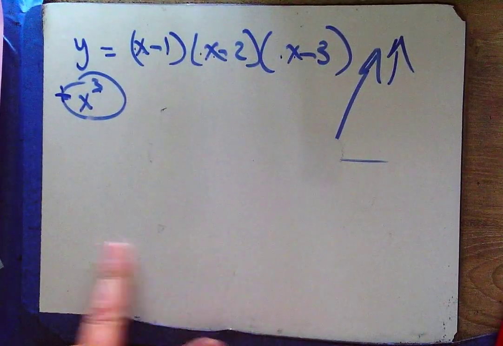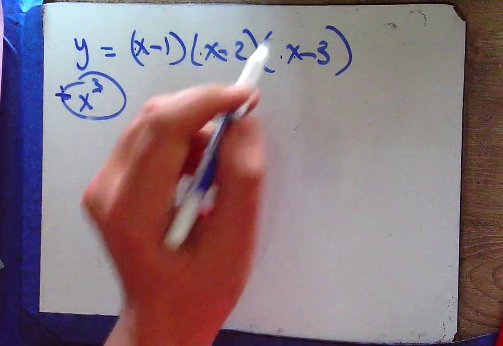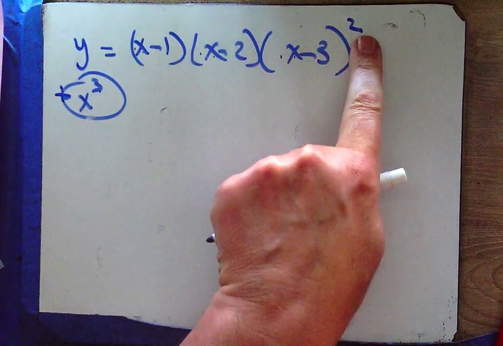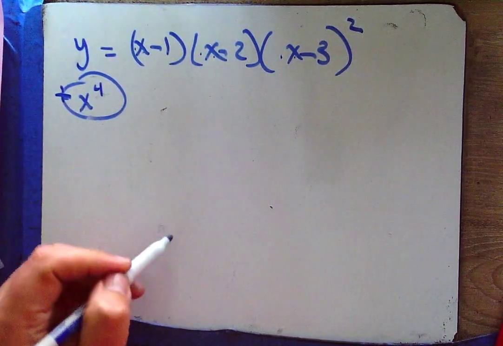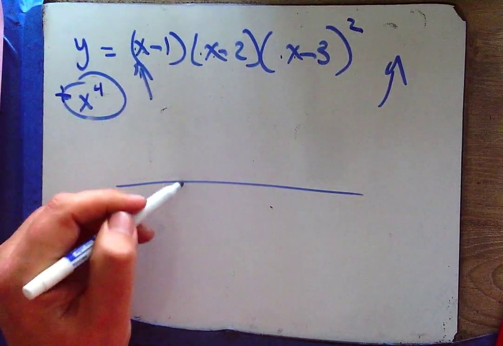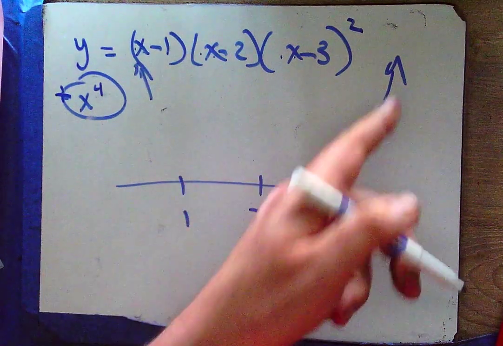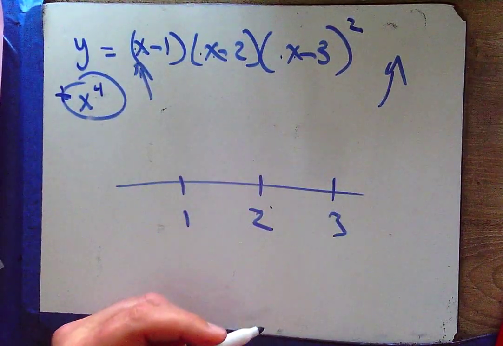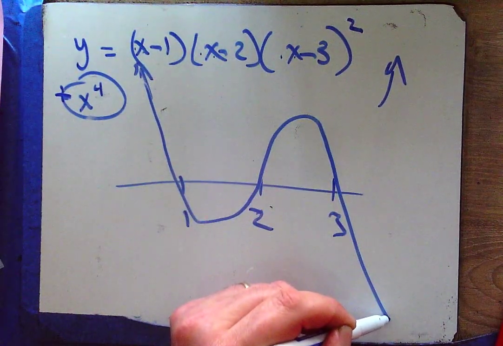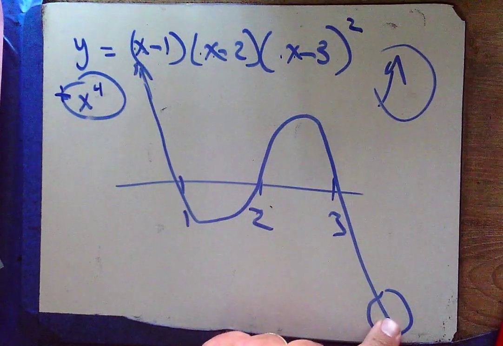Okay, it won't always be third-degree polynomials. In fact, they won't always have a multiplicity of 1. What if I make this a 2? Now it's x times x times x squared. This is going to be an x to the fourth polynomial. Well, what do we know about x to the fourth polynomials? This goes up and this goes up. I still have zeros at 1, 2, and 3. So let's try and connect the end behaviors through these x-intercepts. Okay? So I'm going down and I'm coming up and I'm going. I'm supposed to be up here, not going down here.